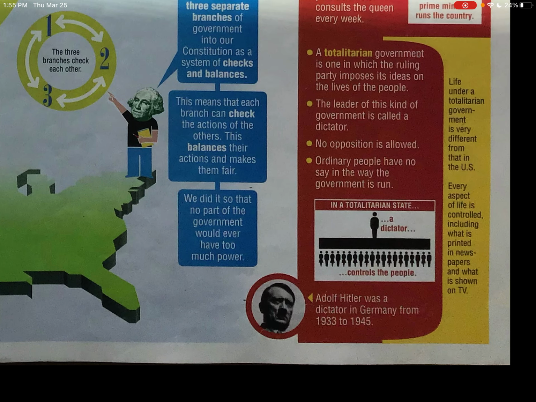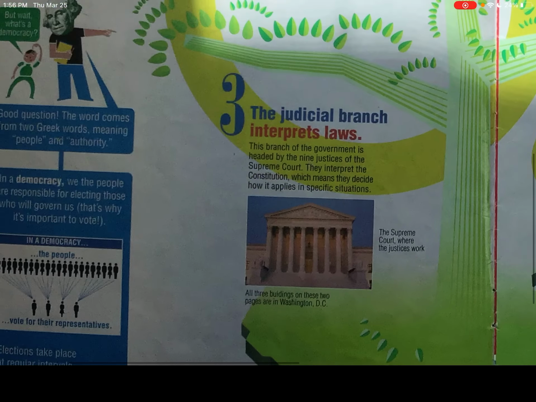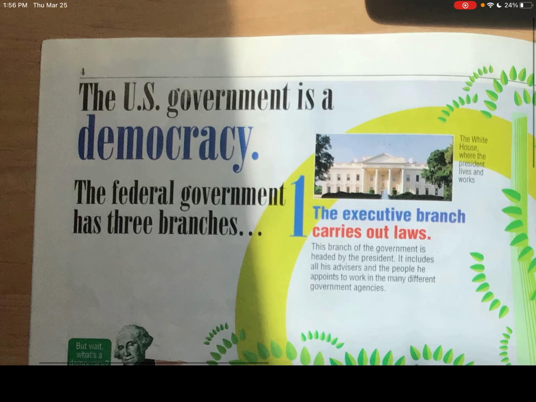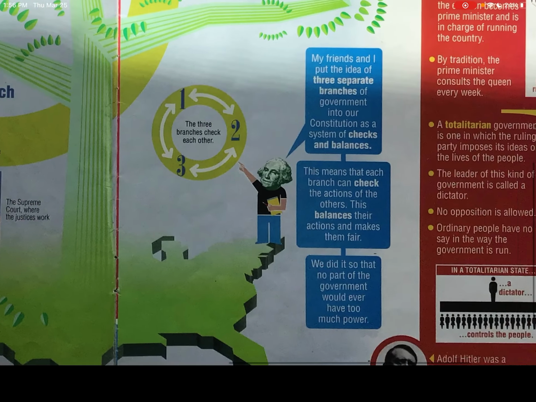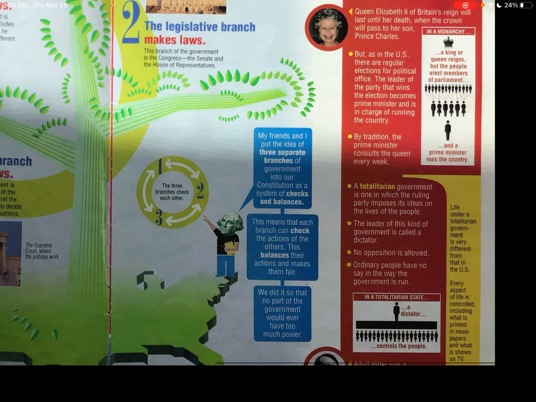A totalitarian government is one in which the ruling party imposes its ideas on the lives of the people. The leader of this kind of government is called a dictator. No opposition is allowed. Ordinary people have no say in the way the government is run. Do we live in a totalitarian state? I hope not. Adolf Hitler was a dictator in Germany from 1933 to 1945. You may have heard about him. Not a very nice person. Or do we have a form of government that's called a democracy? Okay. Democracy is where the people decide what kind of leaders we have.